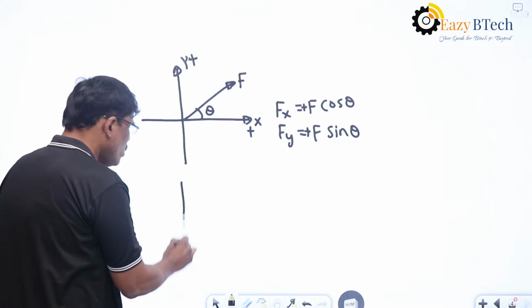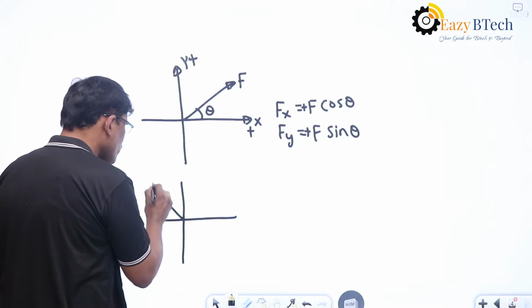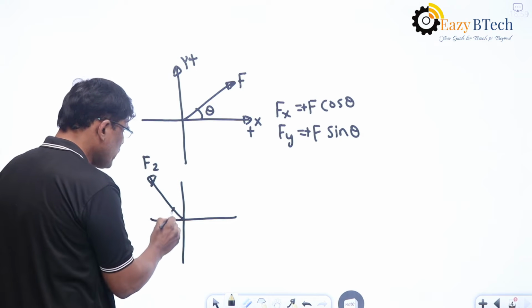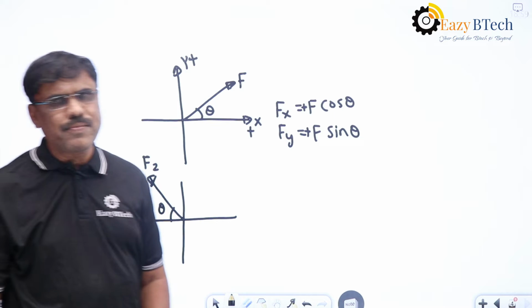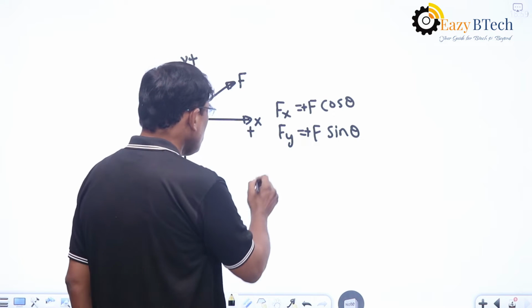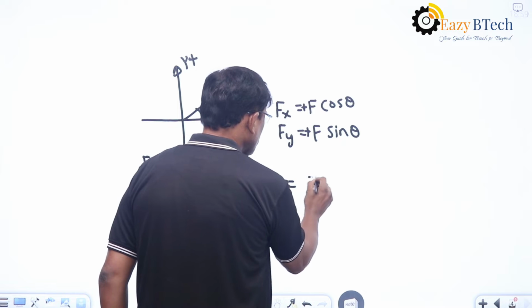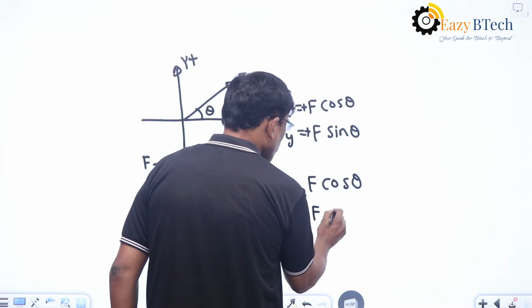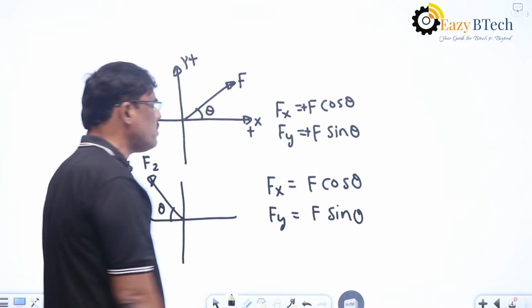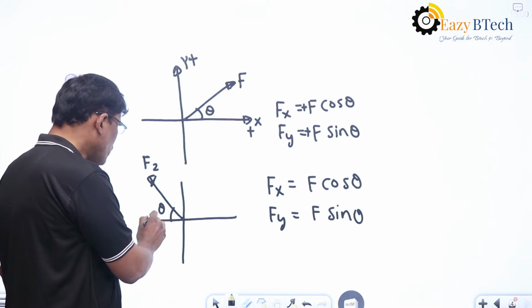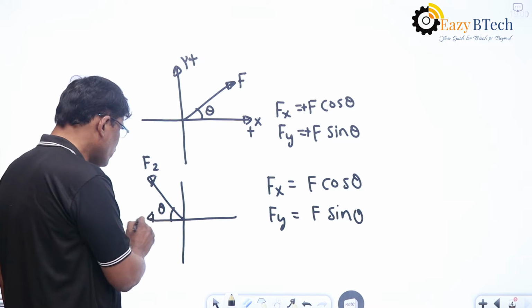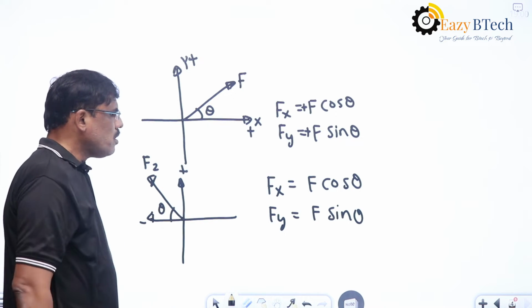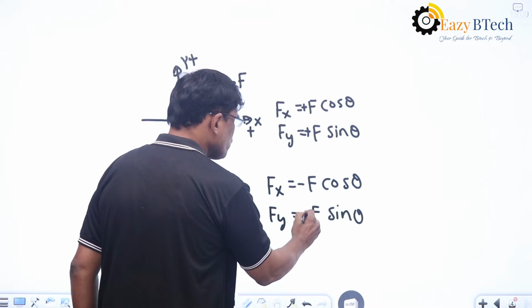Now consider one more force. Let us say this force is F2 and it is making an angle theta with the x-axis. In this particular case, Fx is F cos theta because it is making angle theta with x, and Fy is equal to F sin theta. This is similar to the previous one. The only difference is that because it is making an angle with x towards left, Fx becomes minus, whereas the y component will become plus.